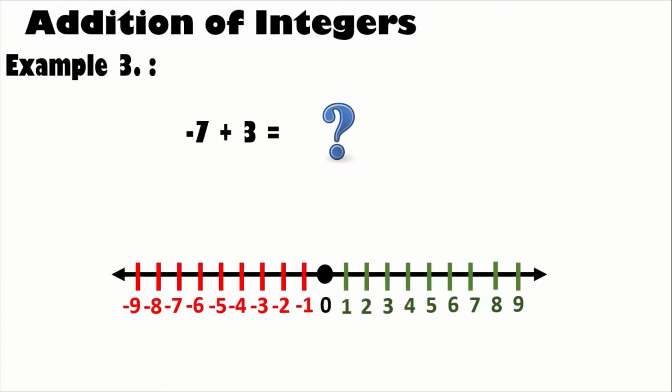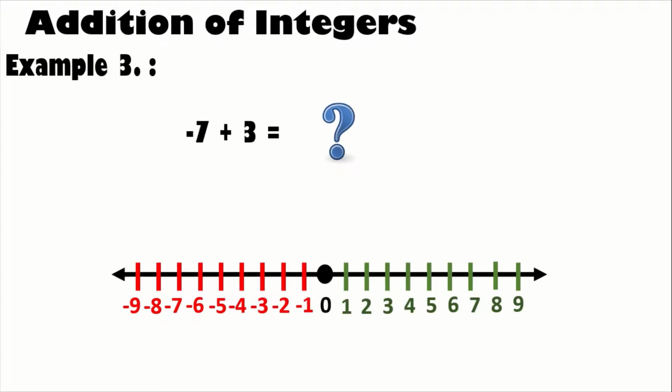Let's go to example number 3. Negative 7 plus 3 equals. So, what can you observe in this example? They have different signs. Very good. So, which is larger? Negative 7 or positive 3? The larger value is negative 7. Okay? So, let's move on.